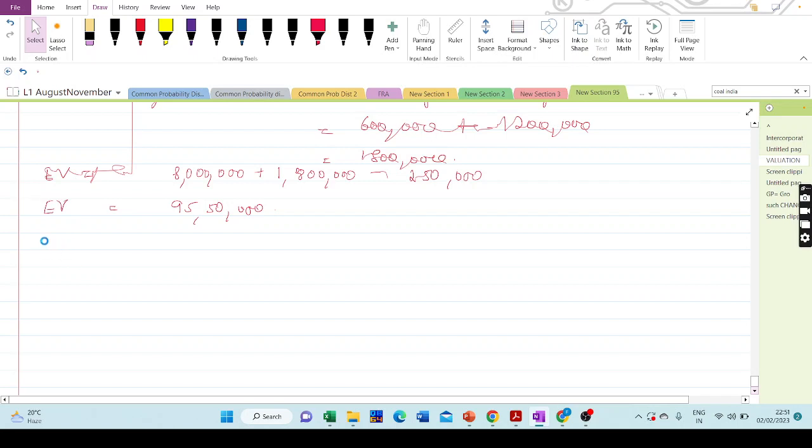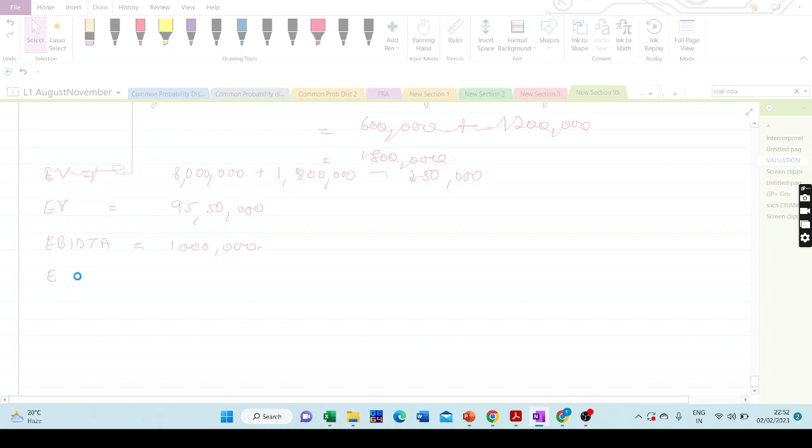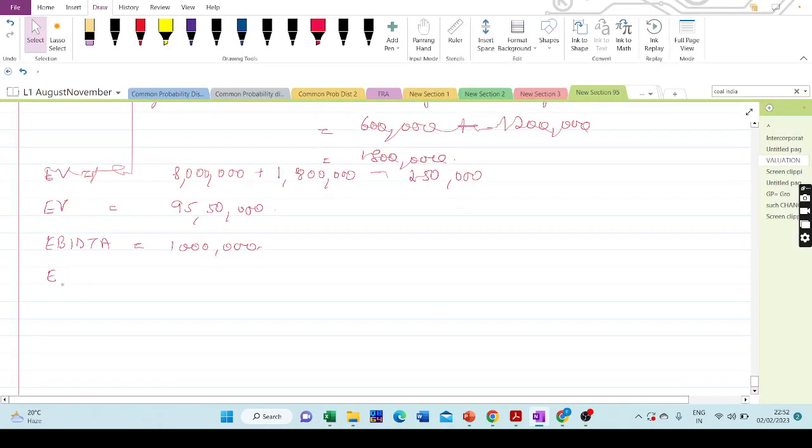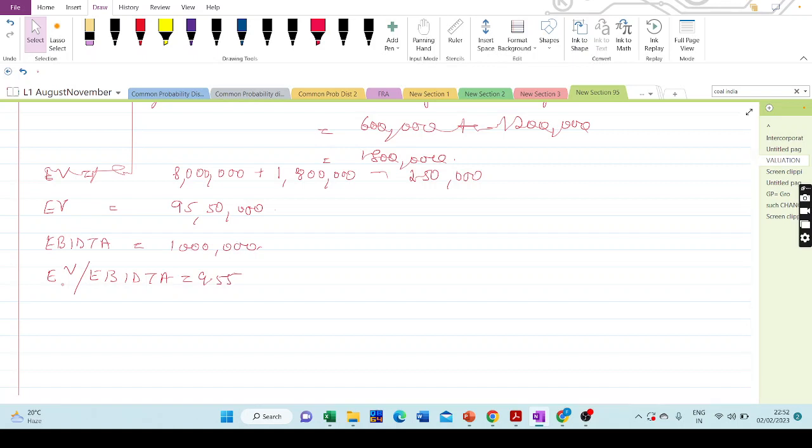And your EBITDA was how much? 1 million, right? EBITDA was 1 million. So what is your EV by EBITDA? 9.55, right? Now please interpret this number. Please interpret 9.55 for me. What do you mean by an EV by EBITDA of 9.55? The acquirer would pay $9.55 per dollar of EBITDA.